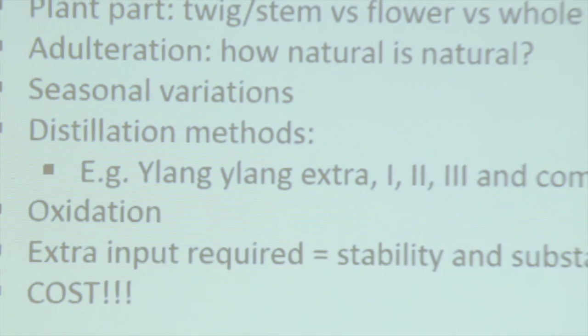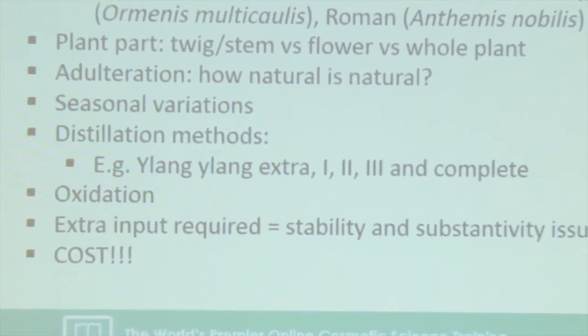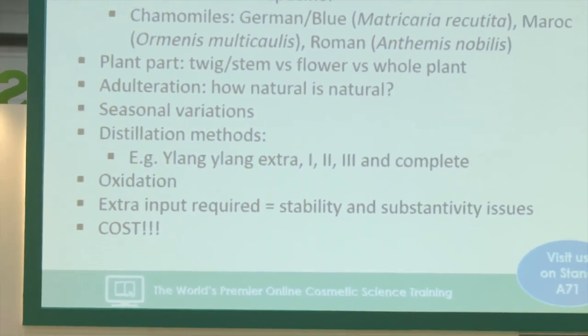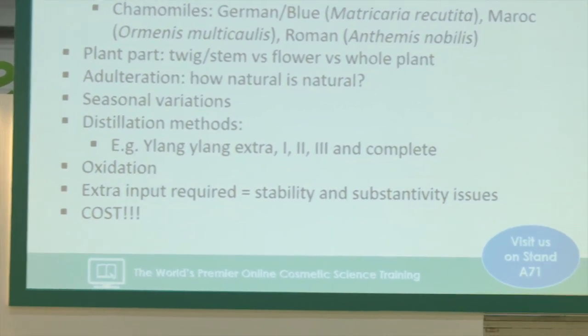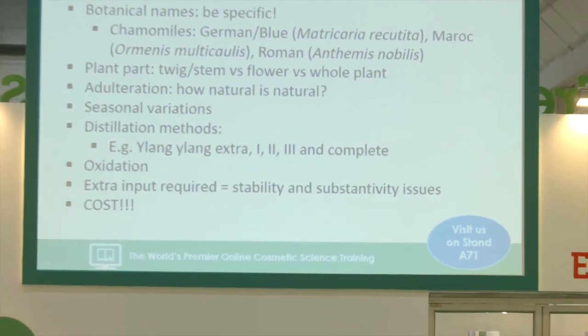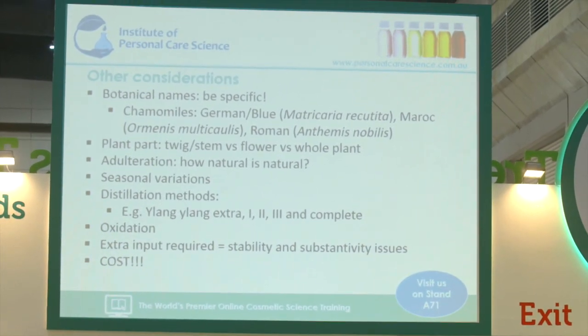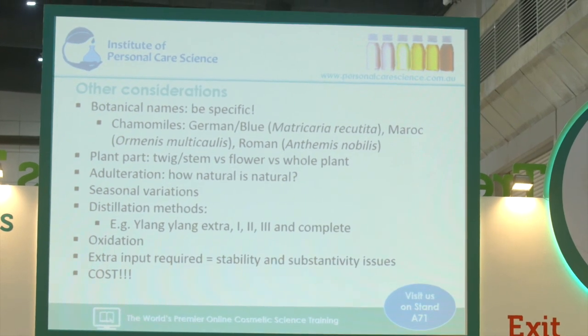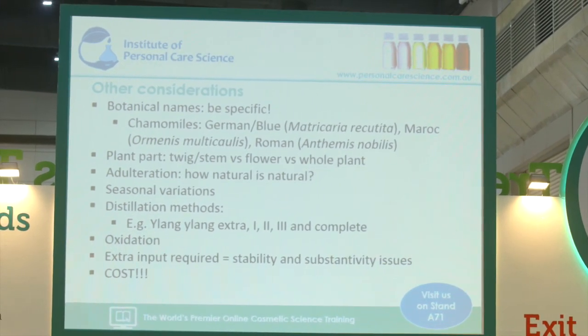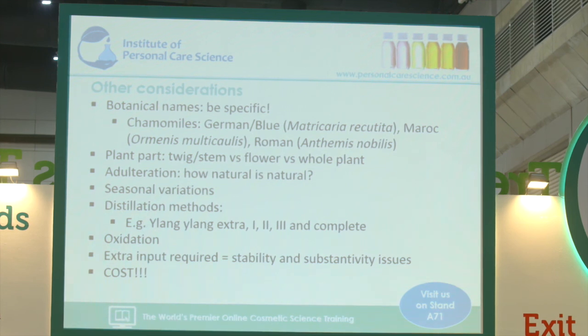Botanical names, you need to be specific. So let's have a look at some examples. Chamomiles: there is German or blue chamomile, Matricaria recutita, Maroc or Mensis multicollis, and Roman chamomile, Anthemis nobilis. Very different plants. So when you're writing up a formula, or marketing people, when you're writing that you would like chamomile in your formula, please be a little bit more specific, okay? Because they all smell completely different and have very different pricing as well, I might add.